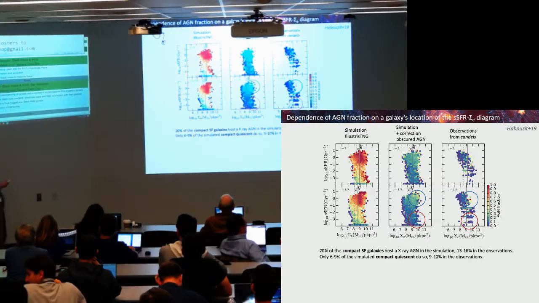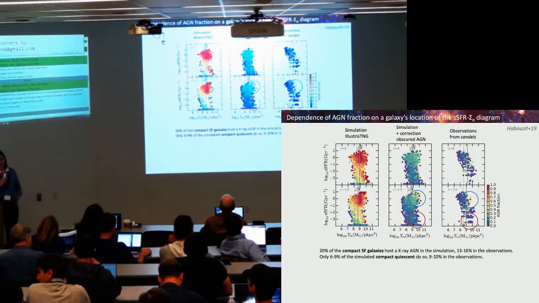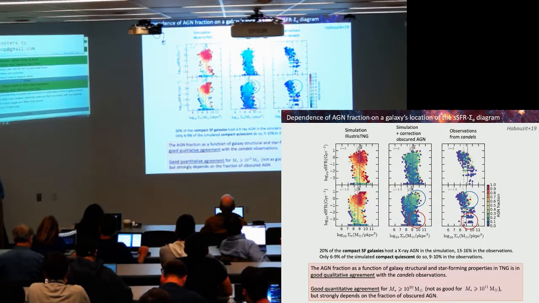Okay, so we get a very good qualitative agreement and a good quantitative agreement. However, the quantitative agreement strongly depends on the fraction of obscured AGN, and this is a big unknown in the field.